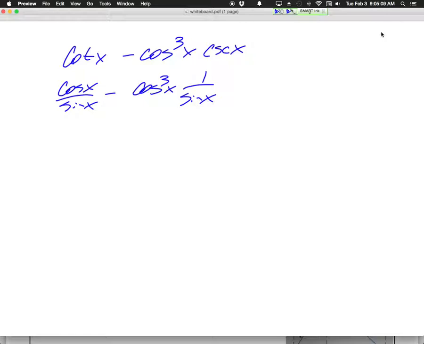Now, I can combine them. Why? We both have the same denominator, so that means I'm going to have sine on the bottom. And what's my numerator going to be? Cosine x minus cosine cubed. There we go. Cosine x minus cosine cubed of x. And let's see what kind of vision we have on what we need to do next.